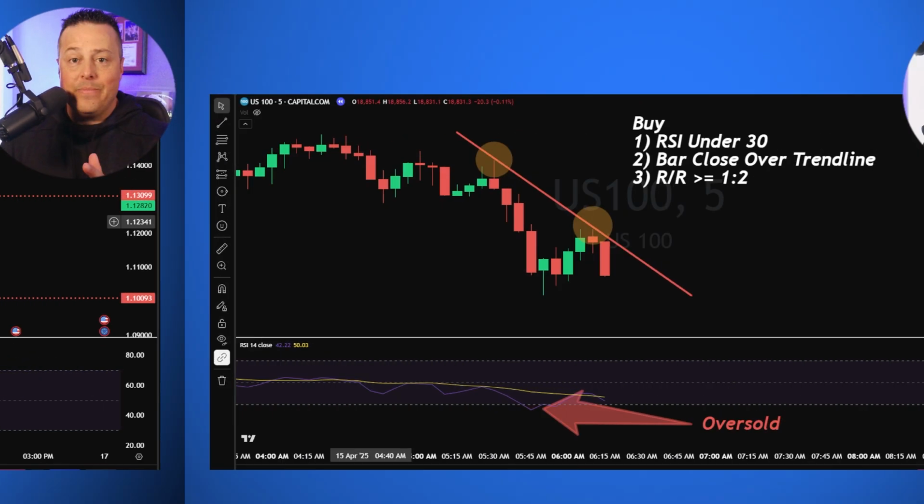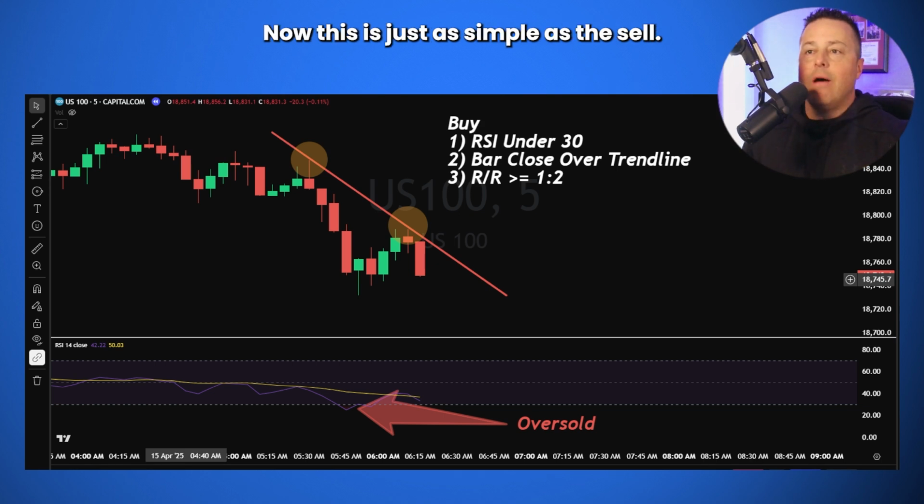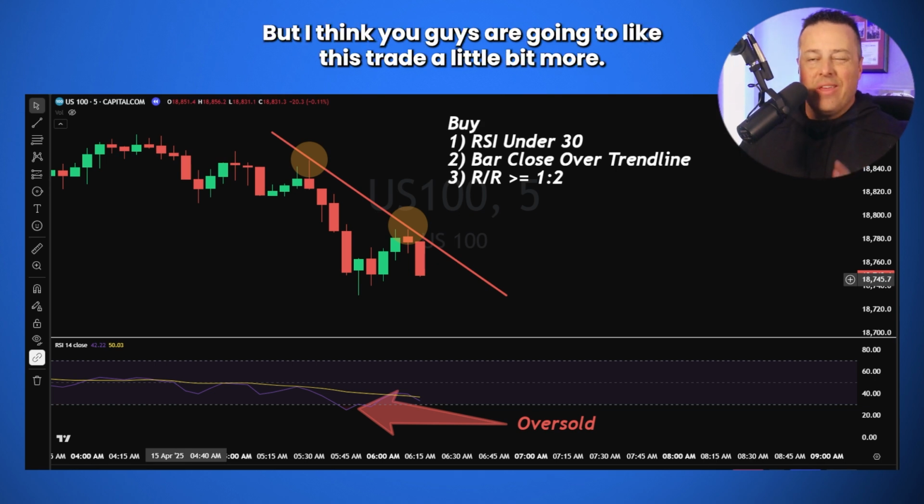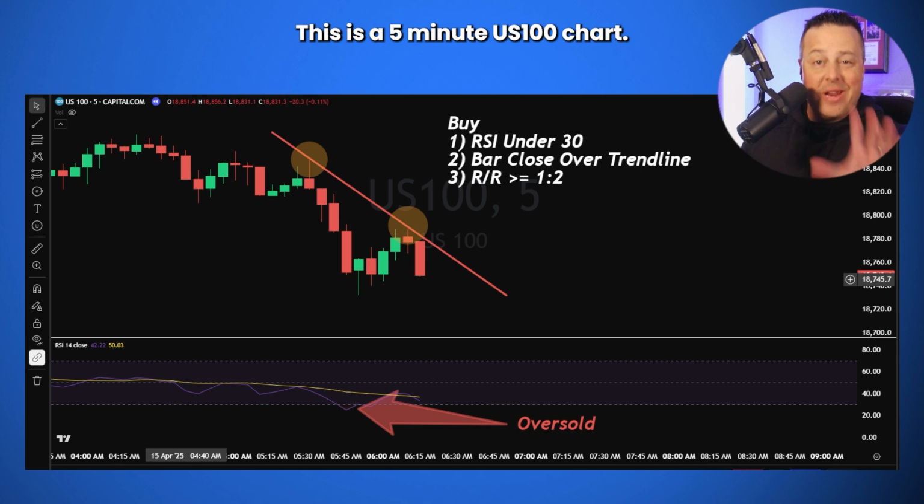Let's take a look at the buy side. Okay, let's take a look at the trendline buy. Now, this is just as simple as the sell, but I think you guys are going to like this trade a little bit more. This is a 5-minute US 100 chart.